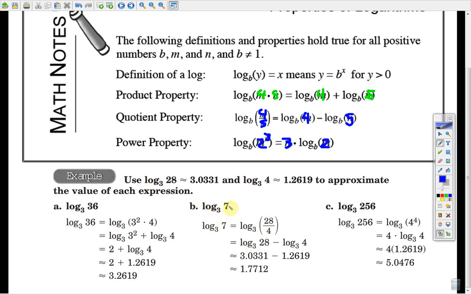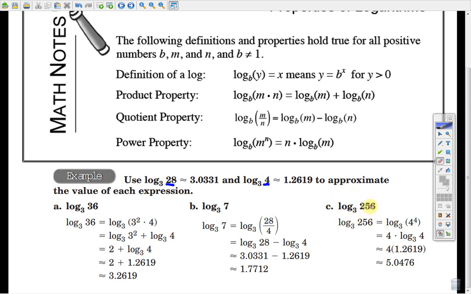Second example, log base 3 of 7. Well, they've only given us log base 3 of 28 and log base 3 of 4. So we want to figure out how we can get a 7 out of a 28 and a 4. Well, if we divide 28 by 4, that'll give us 7. And then our quotient rule up there tells us that when m is divided by n, you can subtract the denominator from the numerator. So log 28 minus log 4 gives us 3.0331 right here, minus this number to get that number.